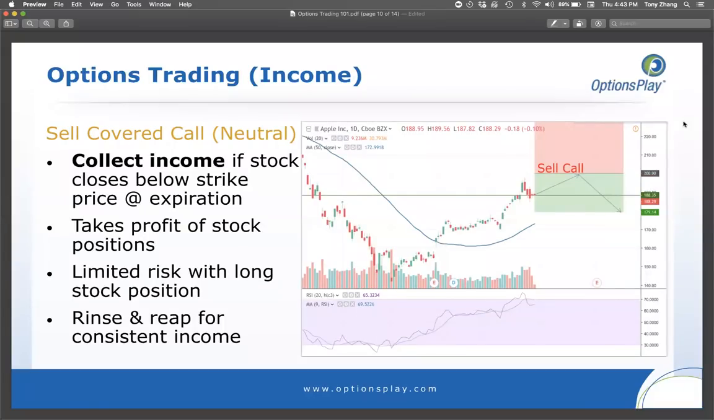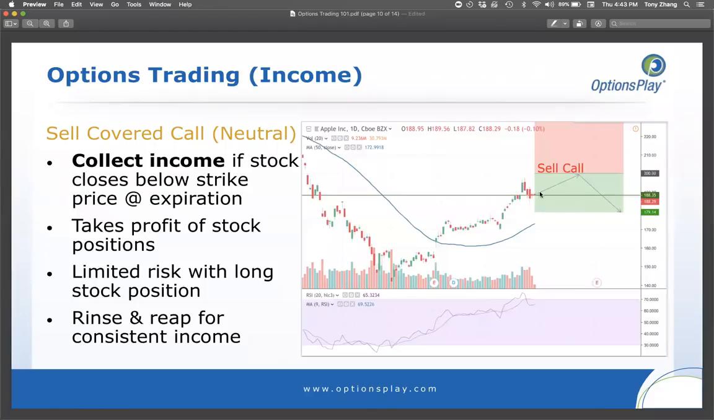Now, selling a call is a little different, because in the other two examples, the stock needs to move a certain amount before it's profitable. When you're selling a call, it's the exact opposite. You're taking the other flip side of the coin. So now, as long as the stock doesn't move as much, you get to make a profit.